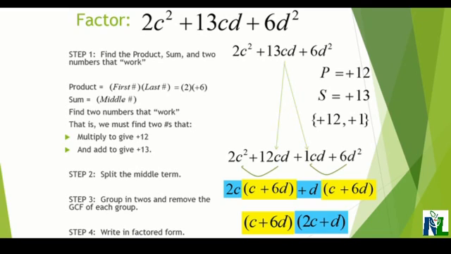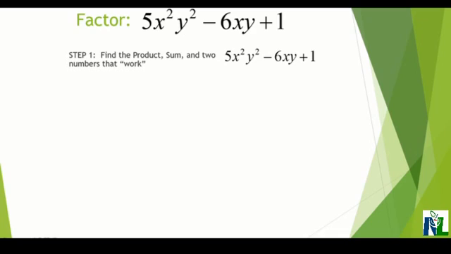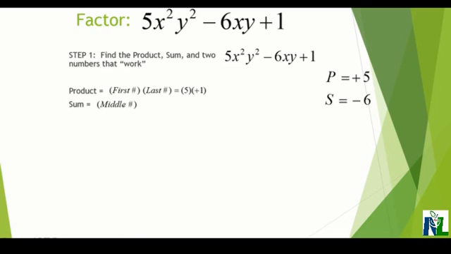Let's try another example. This time I've placed the two variables in front of our equation, but once again, to start us off, we're still just finding the product, sum, and two numbers that work, looking at only the numbers. Our product is our first number times our last number, or 5 times positive 1, giving us a product of 5. Our sum is our middle number, which in this case is negative 6.